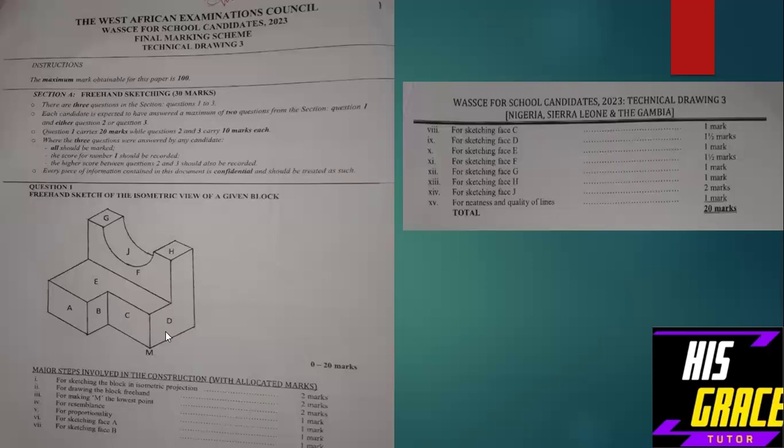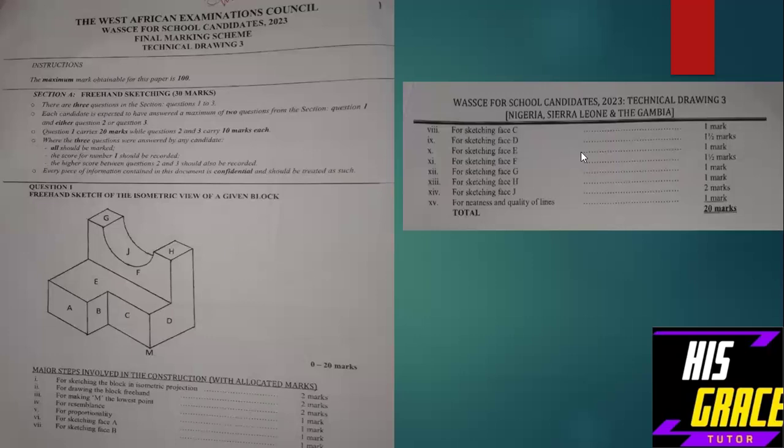That is what you're expected to know. Then let's move on to Roman figure 6. It says that for sketching phase A, this is phase A here, 1 mark is awarded to that. And for sketching phase B, 1 mark is awarded to that. And then Roman figure 8 says that for sketching phase C, this is phase C here, 1 mark.